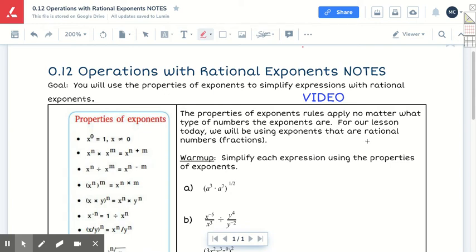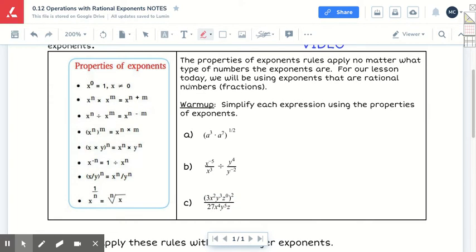Our topic today is operations with rational exponents. So our goal is to use the properties of exponents to simplify expressions with rational exponents. On the screen here, I have a review of the properties of exponents that we looked at before. This is just a brief review.